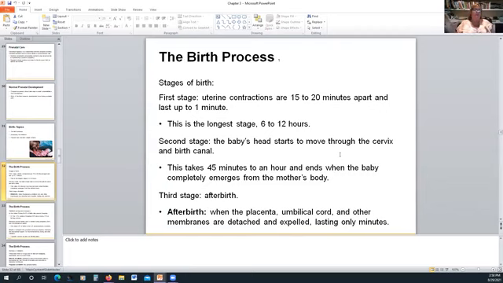And once baby is born, then the third stage is the afterbirth. That's when you have to deliver the placenta and the umbilical cord and all the other things that were in there. So if you look at this, you might think that you're in labor for about 13 hours. No, maybe if you're lucky.